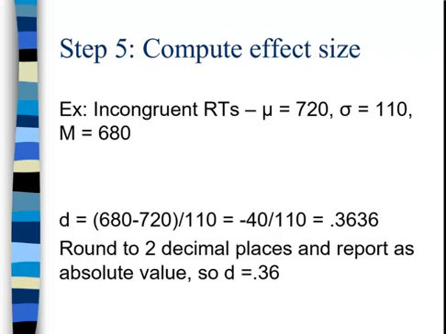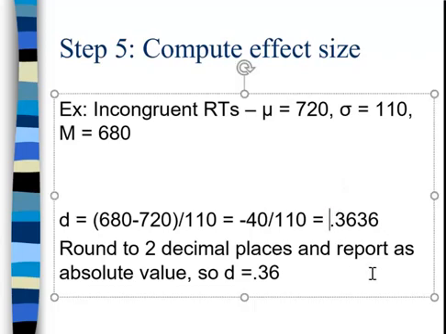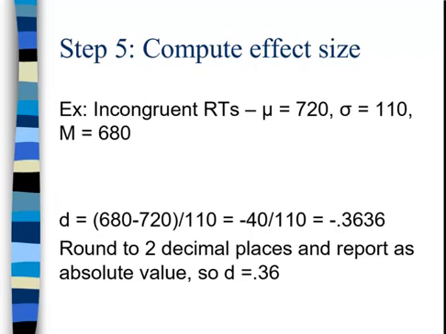Right, so the sample mean minus the population mean divided by the population standard deviation. So negative 40 divided by 110 is going to give us negative 0.3636. So again, round to 2 decimal places, report as an absolute value. So Cohen's d in this case is 0.36.